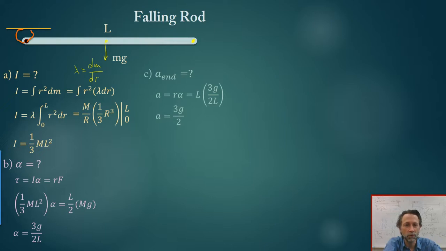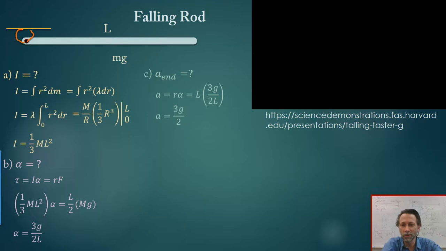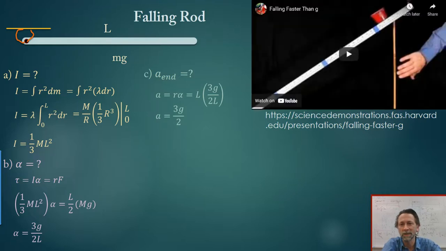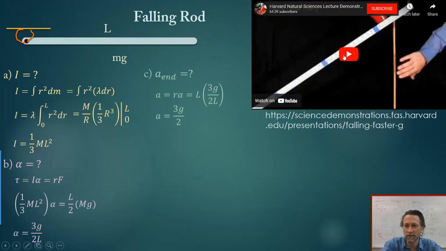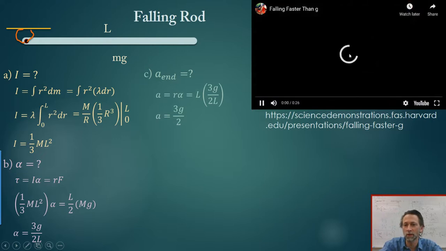Now, if you think through that, isn't it kind of weird that the end of the rod is actually accelerating faster than gravity? It seems counterintuitive. It's accelerating at 1.5 times the acceleration of gravity. I have a video here from Harvard Science that shows this. They'll show it to you in regular speed, and then in slow motion. Once it loads, so this is faster than g.